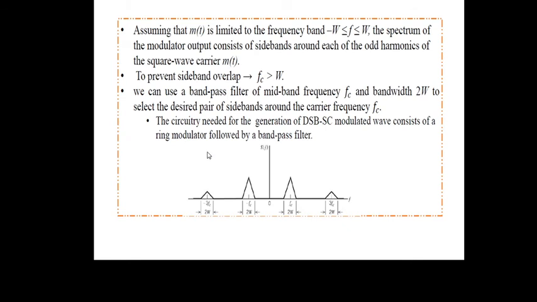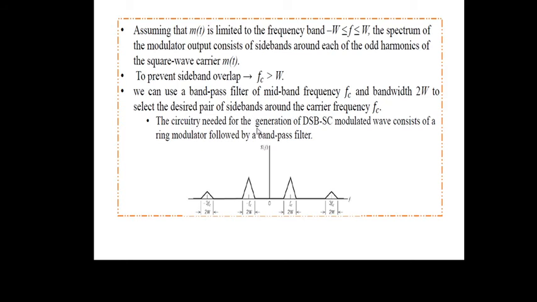So how will the frequency spectrum look? Assuming m(t) is band limited to the frequency range −W to +W, the spectrum of the modulator output consists of sidebands around each harmonic of the square wave carrier. To prevent sideband overlap, the frequency of the carrier must be greater than the modulating frequency. So we can use a band pass filter with a bandwidth of twice W to select the desired pair of sidebands around the carrier frequency.